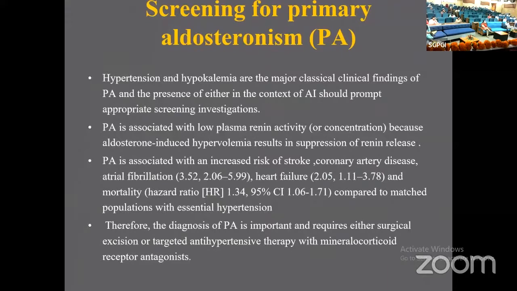Now, why should we work up a lesion which is suspected of aldosteronism? Because there is a high chance of stroke, coronary artery disease, atrial fibrillation, heart failure, and even mortality when you compare to a matched population with essential hypertension. So there is no doubt in my mind that all lesions where you suspect primary hyperaldosteronism should be worked up and managed, either treated surgically or medically. So the diagnosis of PA is important and requires either surgical excision or targeted antihypertensive therapy with mineralocorticoid receptor antagonists.